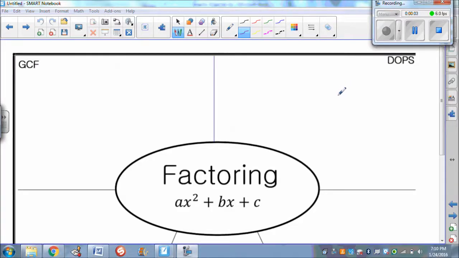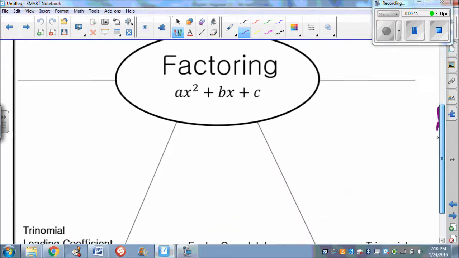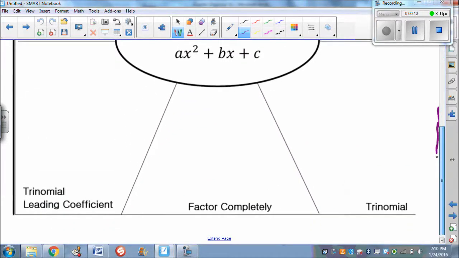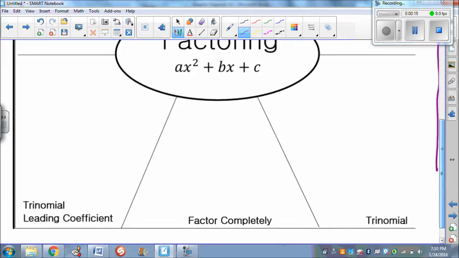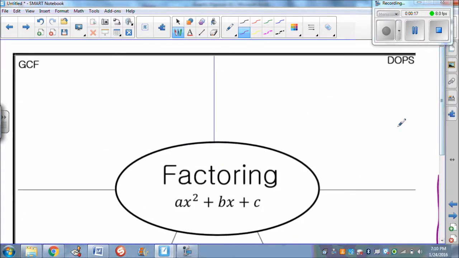We're going to take a look at this factoring graphic organizer, because right now, at the end of this unit, we have gone through essentially 5 different types of expressions that can be factored. So let's sort them out.